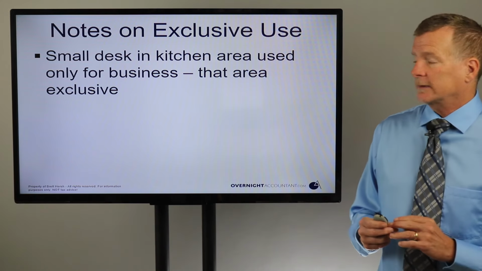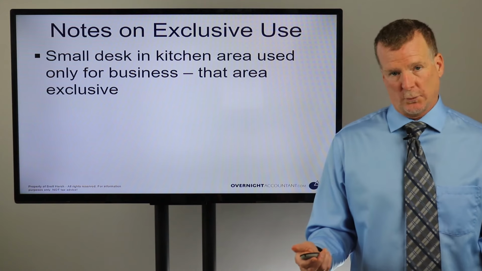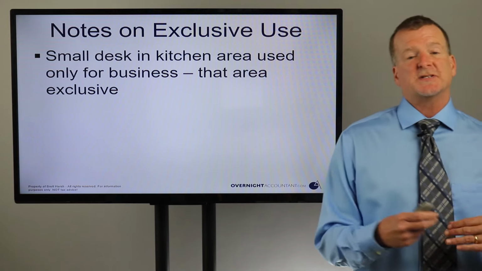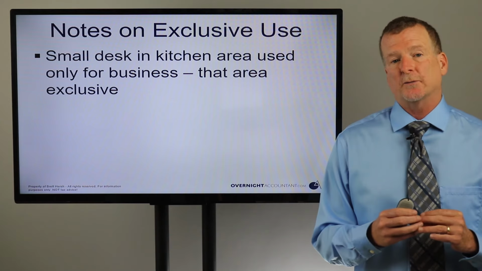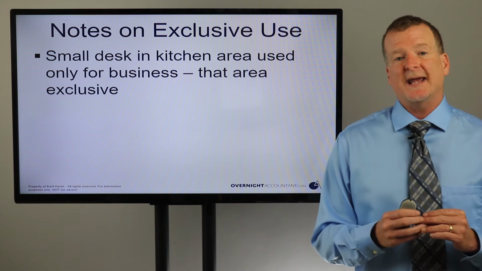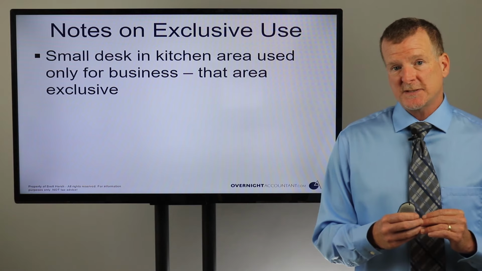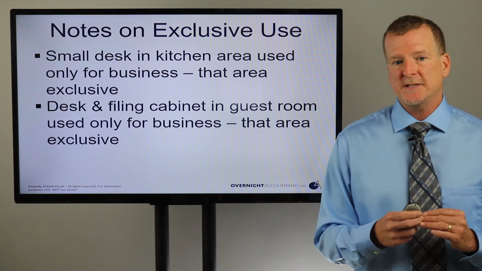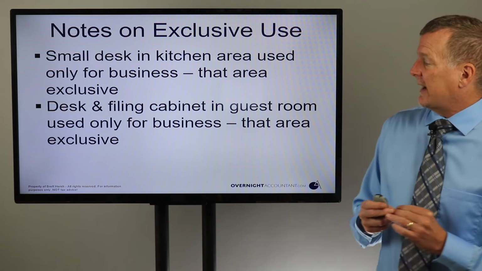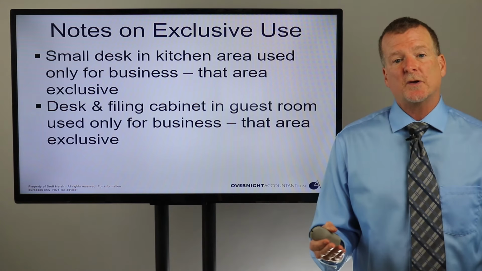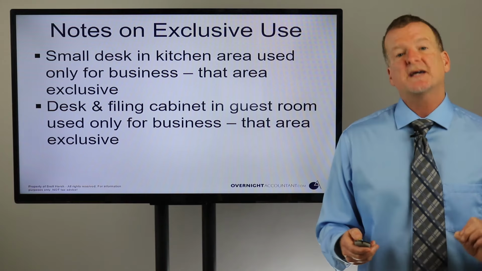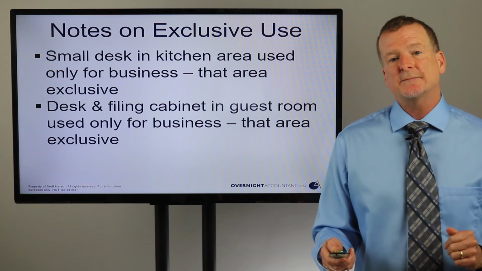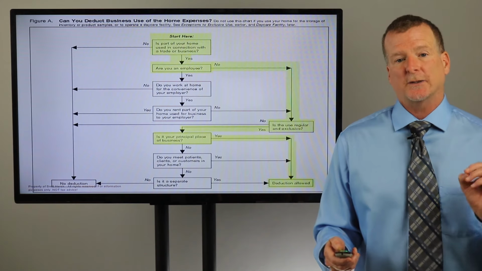Now, here's the cool thing though. It can be part of a room. That will also qualify, as I mentioned earlier. If you have a small desk, let's say off the kitchen, or maybe in your rec room or your living room, just an area that's only used for business, the desk and a little area surrounding it, that's exclusive if you only use it for business. If you have a desk and a filing cabinet in that guest room your in-laws use, and it's only used for business, that desk and the area immediately surrounding it, that part of the room can be used as a home office and it can qualify.